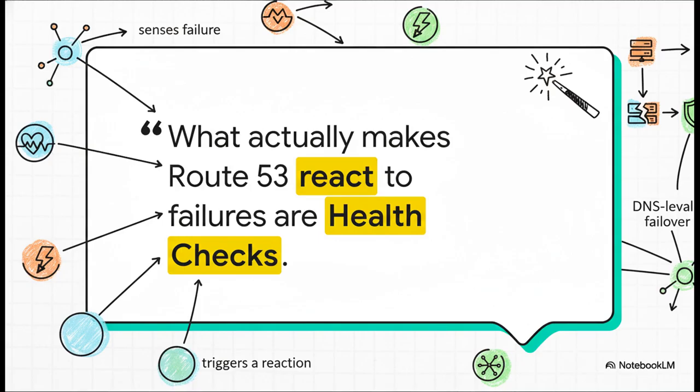It's not the routing policy itself that's so smart, it's the health checks that you attach to it. You can think of them as the nervous system of your DNS. They're out there sensing failure and triggering the reaction. This is the key to unlocking true DNS-level failover.